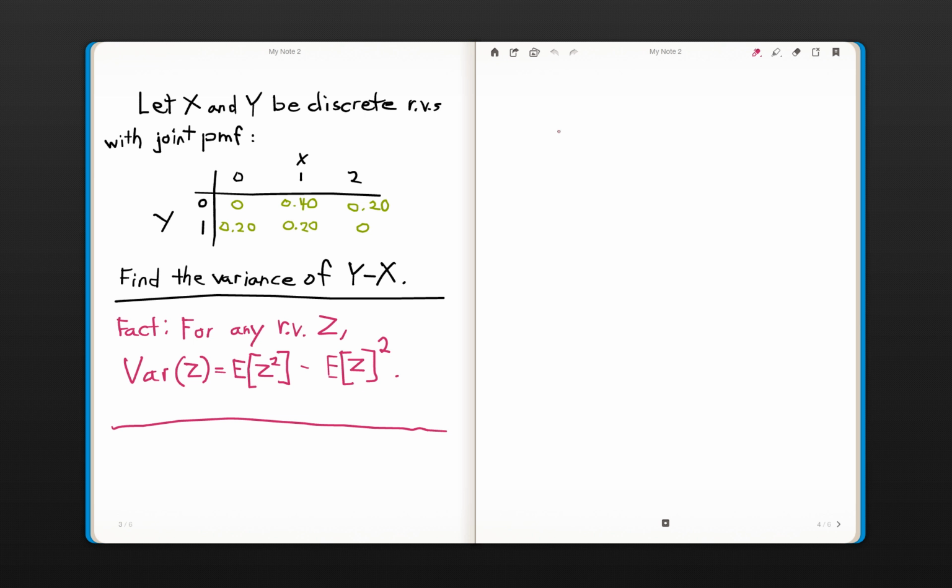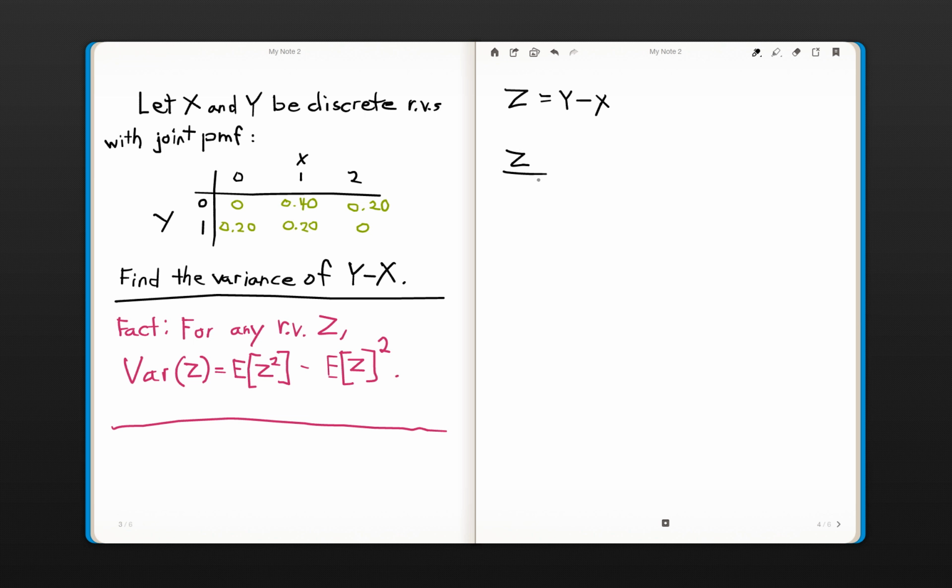To work this problem, we determine all the possible values Y minus X can take on, and then compute its expected value, because we can think of Y minus X as another variable, Z. Then we determine all the values that Y minus X squared can take on, compute its expected value, and apply this formula. So let's start with a little table, with Z equal to Y minus X.